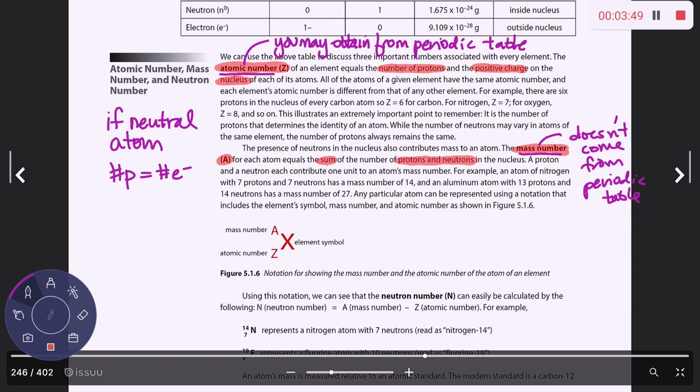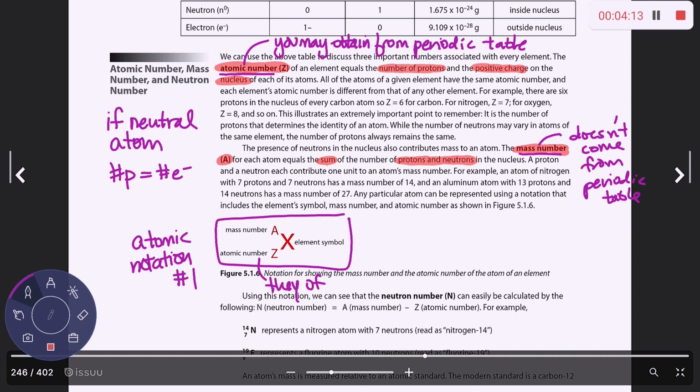There are 2 different notations when writing the symbols with the mass numbers and the atomic numbers. This is called an atomic notation. So this is known as atomic notation number 1. Where you have the symbol of an element X, the mass number in the upper left-hand corner, and the atomic number in the lower left corner. They will often omit the atomic number and expect you to know that you can look at the periodic table to get it, okay?